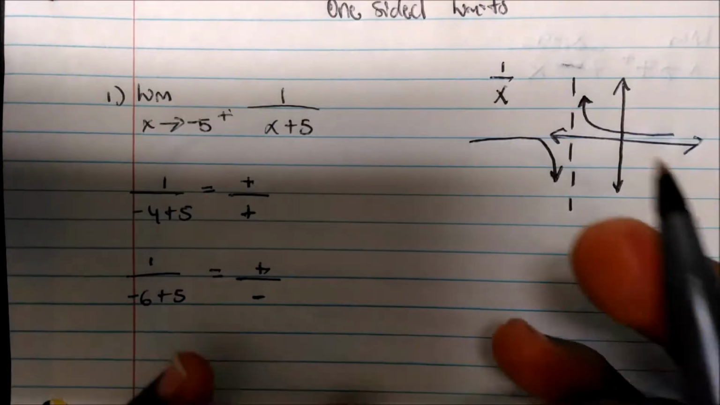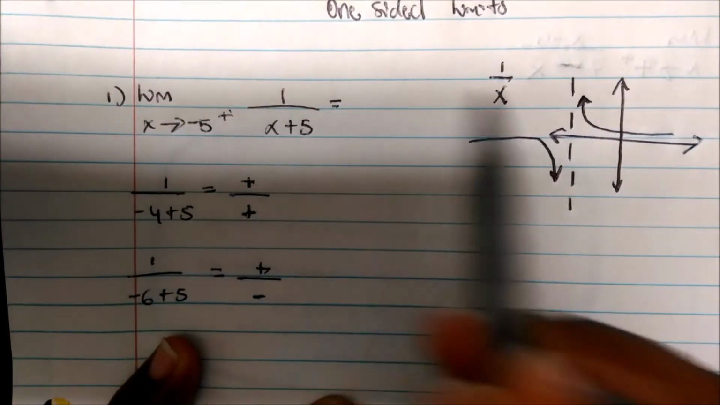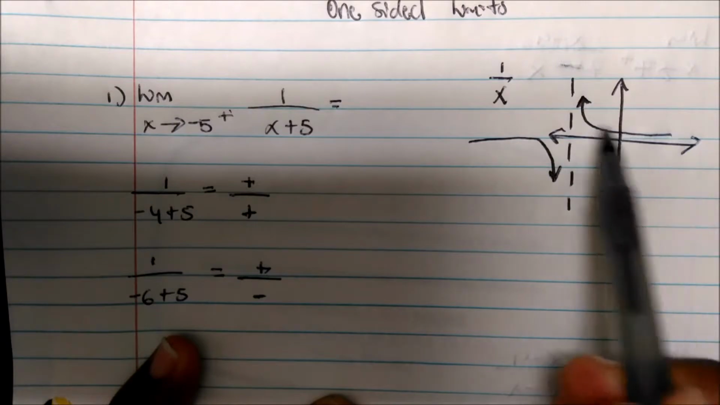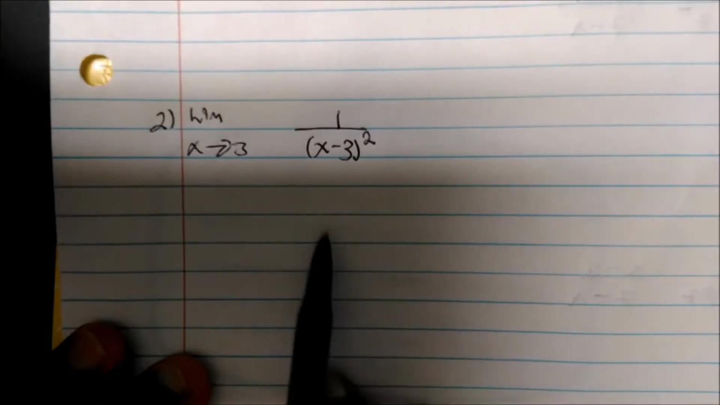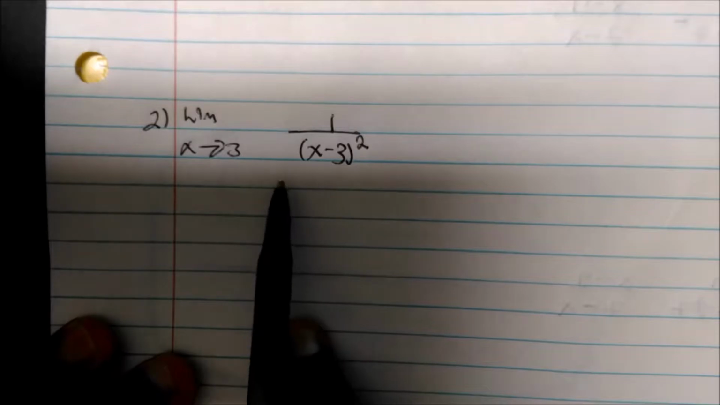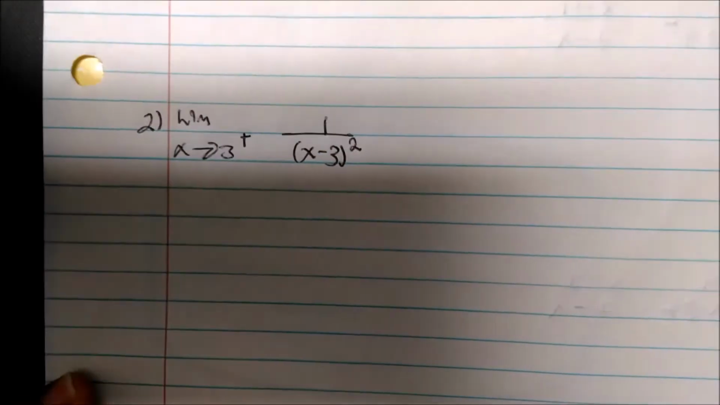So then now I could just go ahead and answer my question. As x approaches negative 5 from the right, it's going to be positive infinity. So certainly knowing how the graph looks is very important. Let's look at this one. As x approaches 3 from the right, I'm sorry about that, this should be from the right.